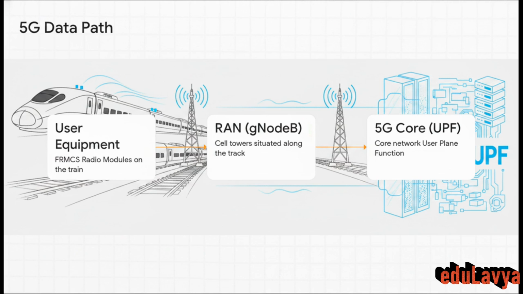Step 2, that signal beams out and hits the radio access network, specifically those trackside 5G cell towers, which are known as gNodeB. And finally, Step 3, it travels deeper into the 5G core network, all the way down to the user plane function, which actually processes the payload. And there you have it. That is the literal physical journey of your data.